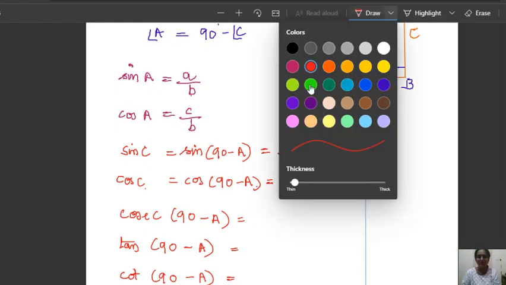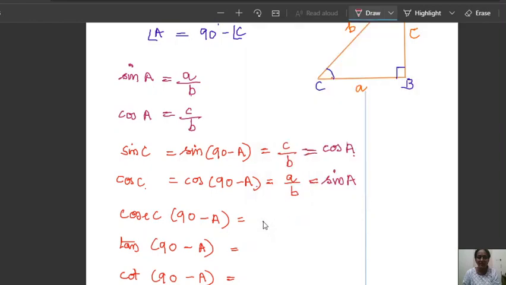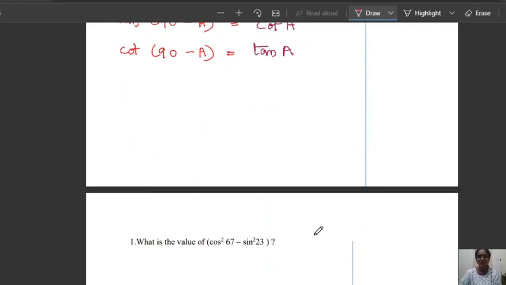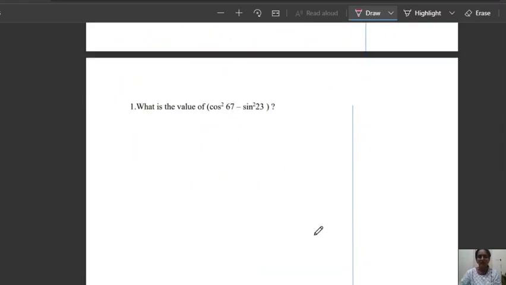So now let me write. Cosecant 90 minus A is secant A. Tan 90 minus A is cot A. Cot 90 minus A equals tan A. We will use this concept. We will apply it to solve the sums now.